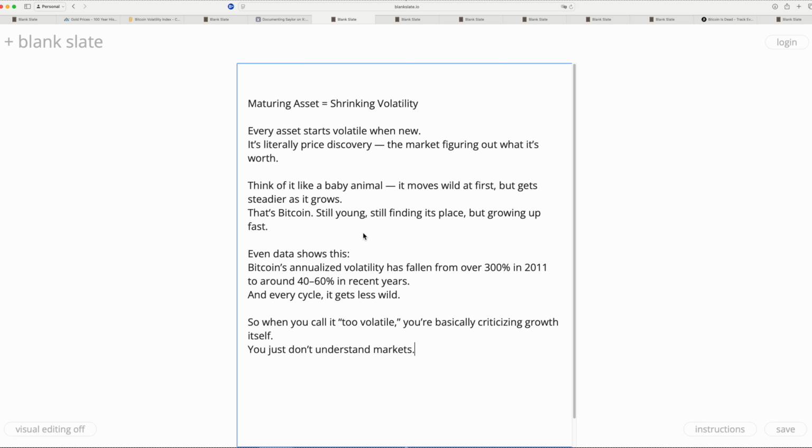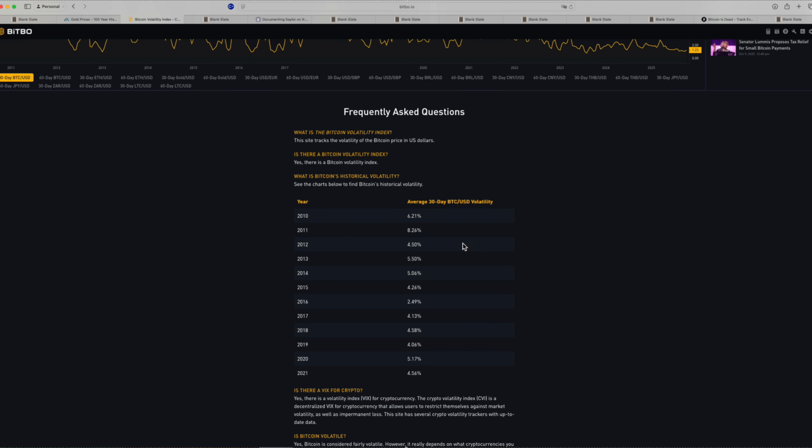That's Bitcoin. It's still young, still finding its place, but growing up fast. Even data shows this. Bitcoin's annualized volatility has fallen from over 300% in 2011 to around 40 to 60% in recent years, and every cycle it gets less wild. We can take a look at this one more time and you can see it yourself.